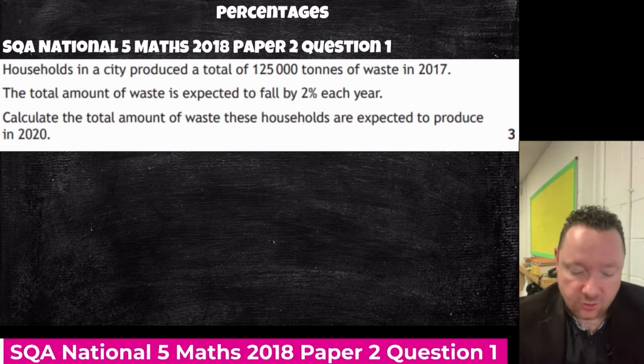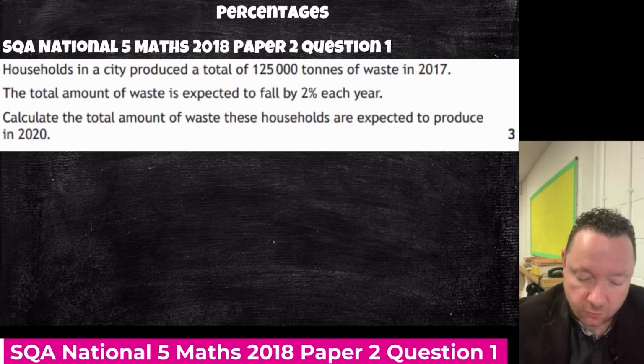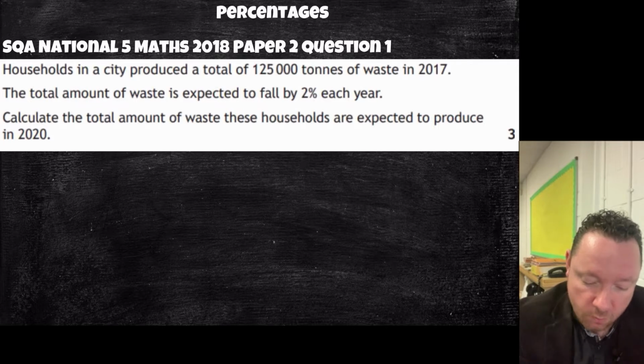SQA National 5 Maths 2018 Paper 2 Question 1. Households in a city produced a total of 125,000 tonnes of waste in 2017. The total amount of waste is to fall by 2%. So there's our two numbers to start with. What is the total amount of waste expected to produce in 2020?